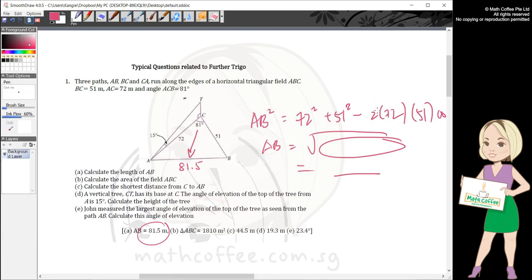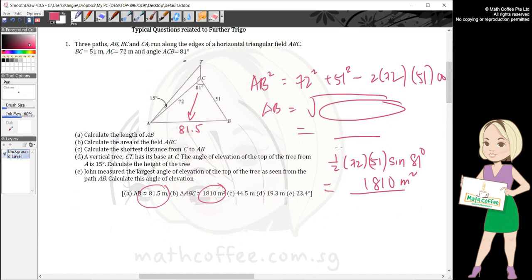Okay, next, calculate the area. Area easy because we know this is a non-right angle triangle. Straight away, you know you use half AB sine C. So I already have, so I will put half times 72 times 51 times sine 81 degree. And of course, this is the answer for this one: 1810 meter square. Again, this one is a rounded off one.